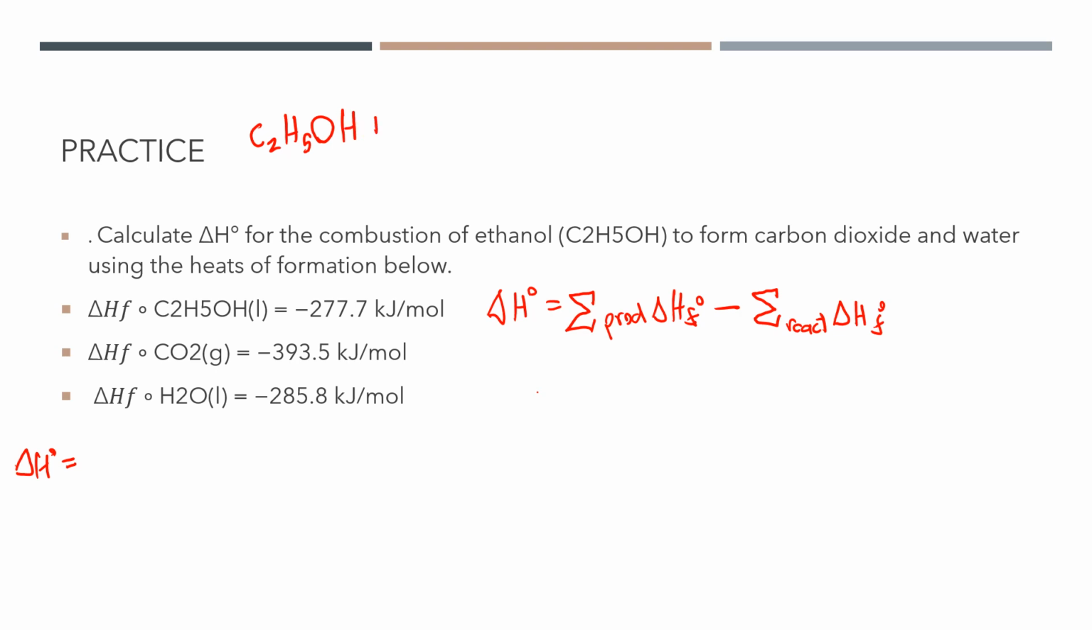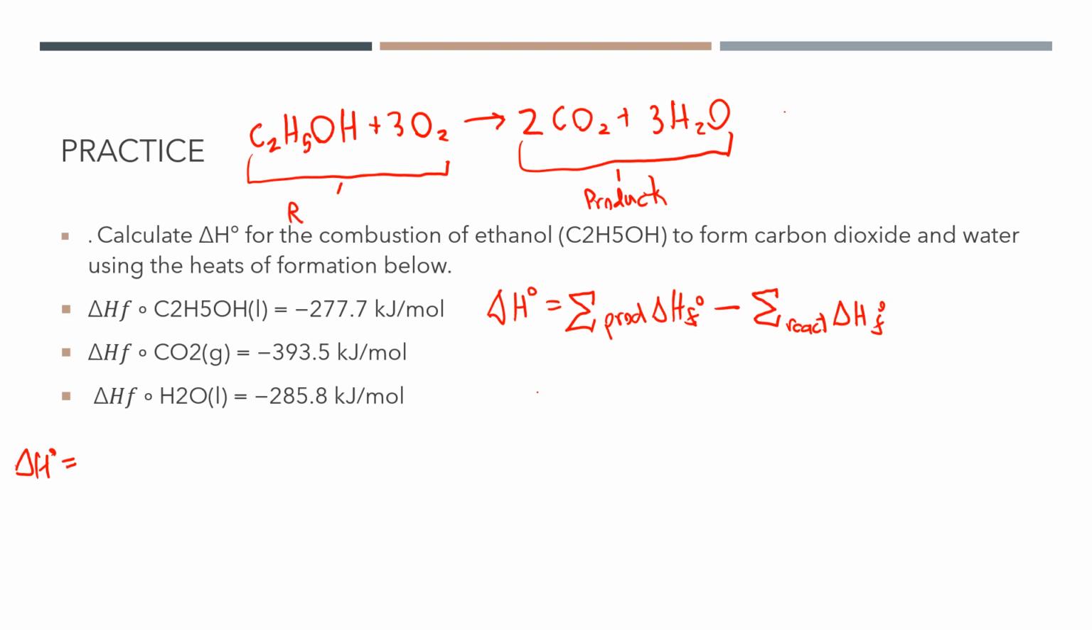We have ethanol plus O2 goes to form CO2, H2O. Let's balance that out real quick. You have 2 on that side, 6, so we put a 3 there. And we have then a 3, and let's see if that's balanced. Yep, so that should be nice and balanced. Now let's look at what our products are. Those guys are our products, and these guys are the reactants.